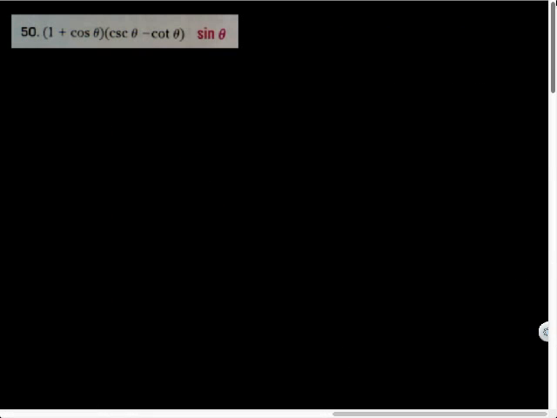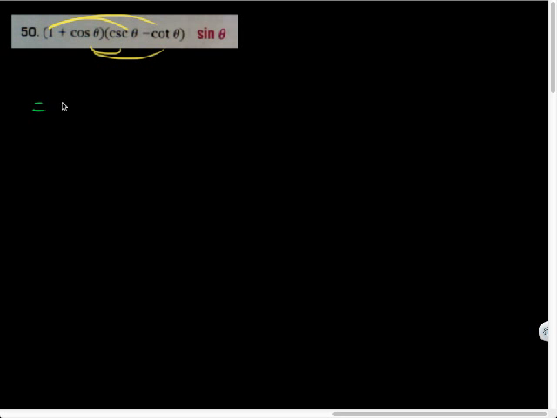So let's look at one more example here. This one's another one where I'm multiplying binomials of trig functions. So I'm going to just FOIL this out. I'm going to multiply the 1 times both of those, and then the cosine by both of those. That's my plan. So let's see what we get.